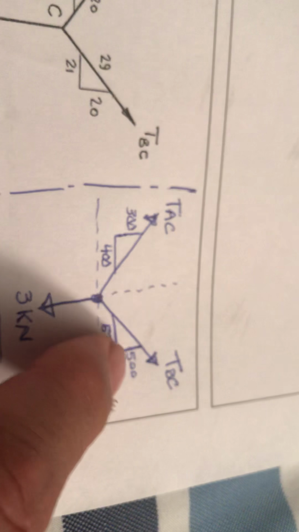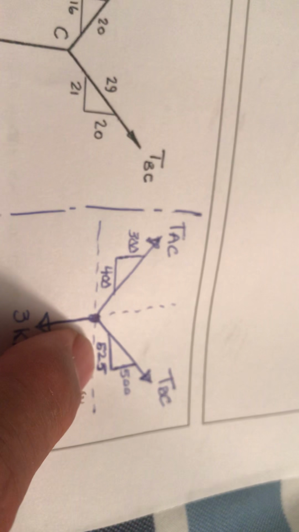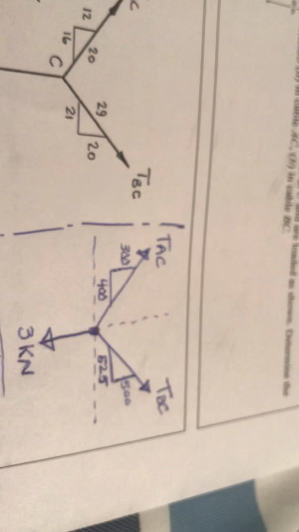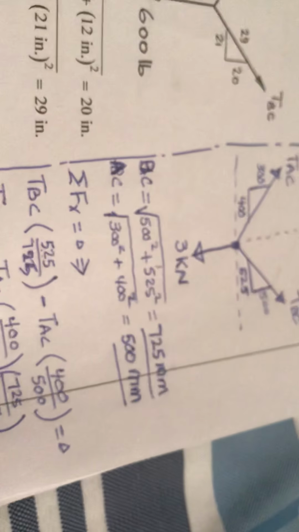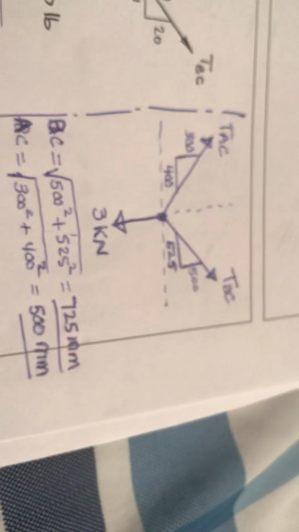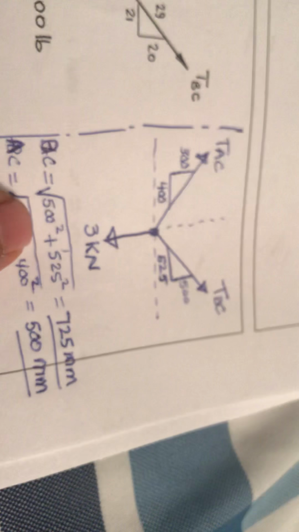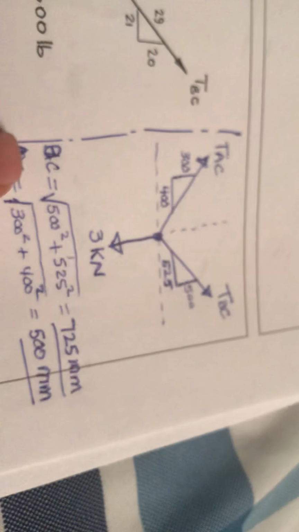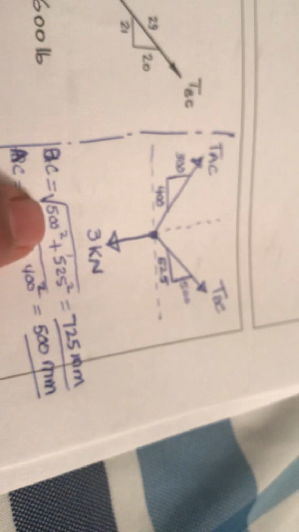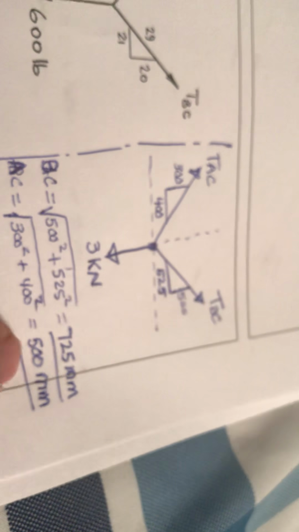Tension BC, 500, 525, the angles, and tension TAC, 300, 400. And then there is a load at point C, 3 kilonewton. Well, first of all, we have to find out BC here, 500 square plus 525 square, all under the square root. BC is equal to 725 millimeter. And same thing here, 300 square plus 400 square, all under square root. This is AC, 500 millimeter here.